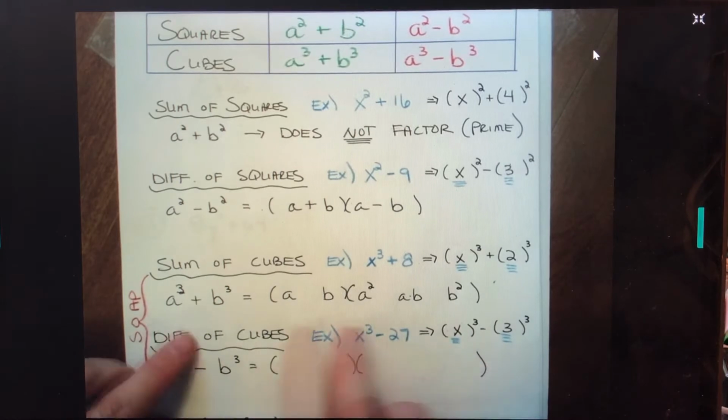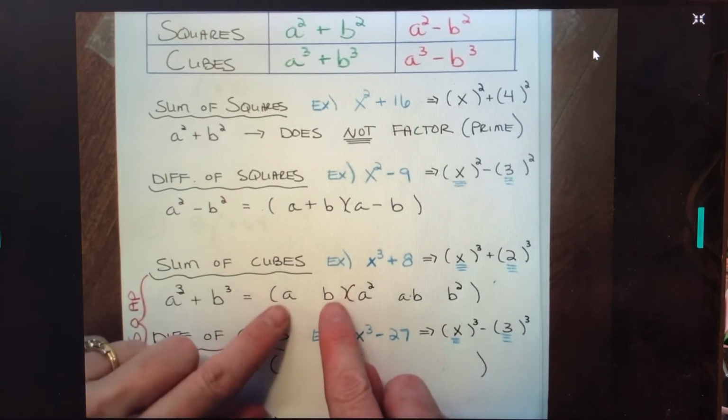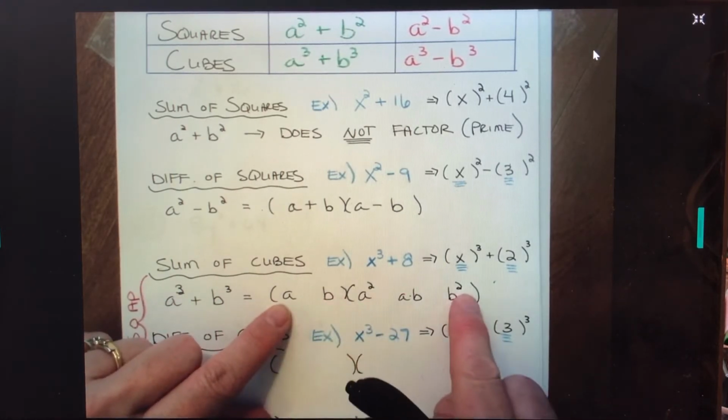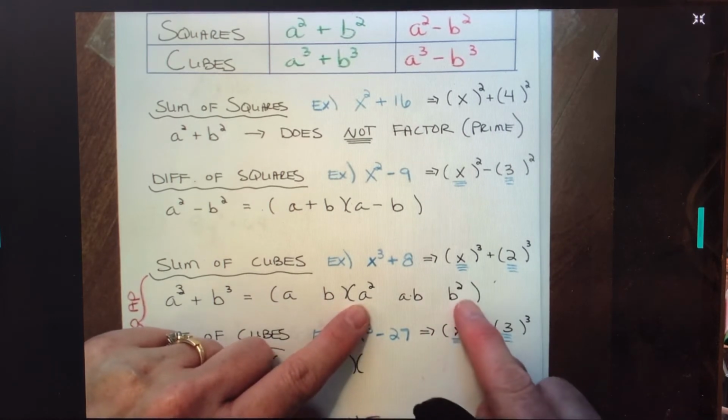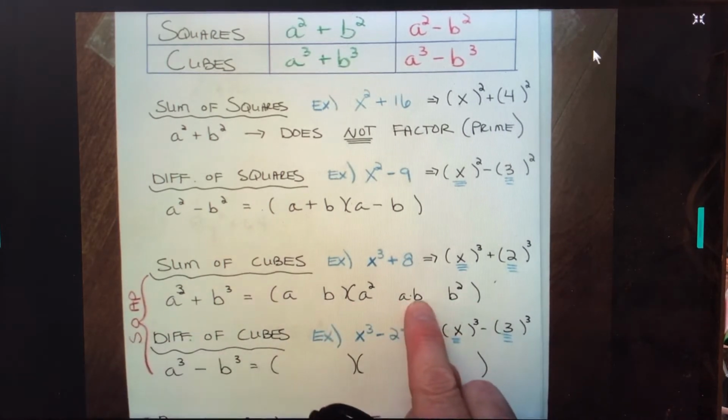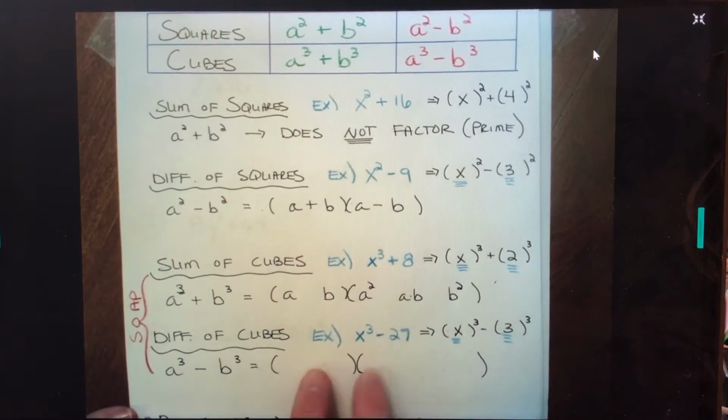So again, this becomes your pattern. So we have an A and a B. So there's A, there's B. Now when we go to the trinomial, we square A, we square B, and then in the middle we're going to multiply them by each other. And that same pattern is used for difference of cubes as well.